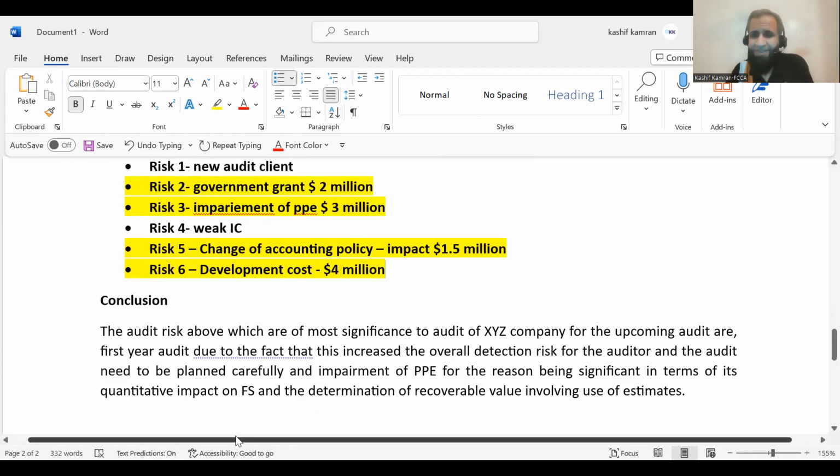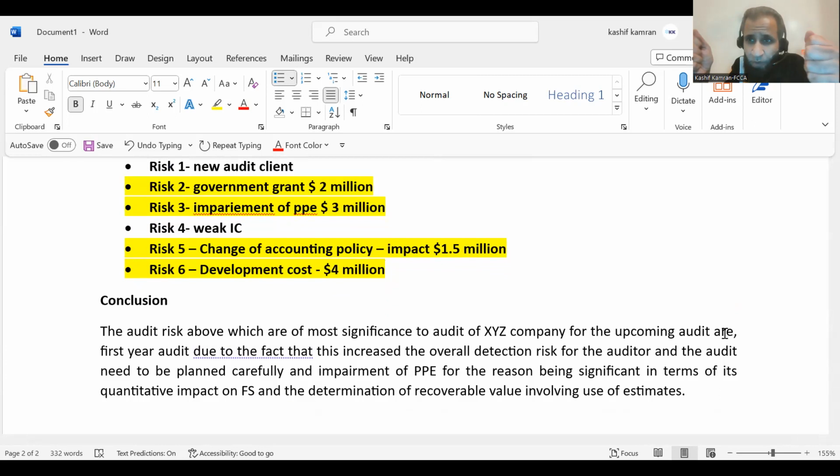In a conclusion, you will simply say, the audit risks above, which are of most significance to the audit of XYZ company for the upcoming audit are... The examiner was saying to choose any 2 of the above list and tell which 2 are most significant and why. So it's not about telling all 5 or 6 of them, this comma, this comma, and that. It's just about telling 2 and why. So to me, this is my justification. It can differ from your justification.